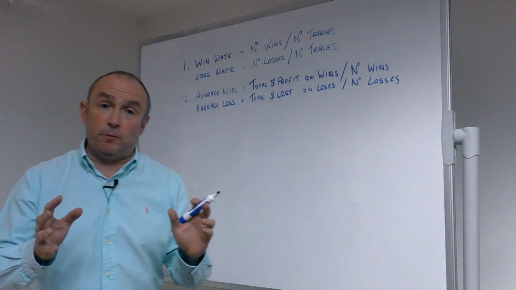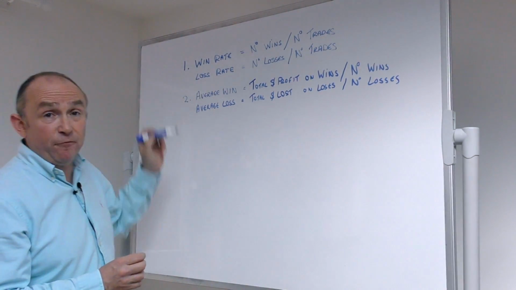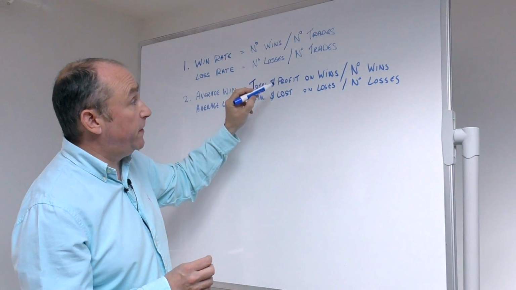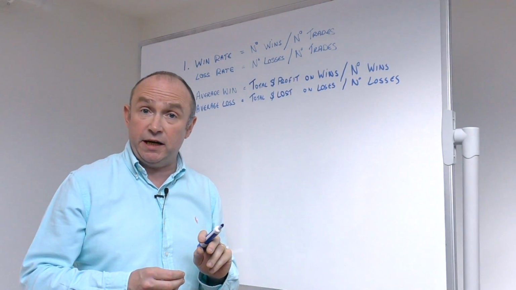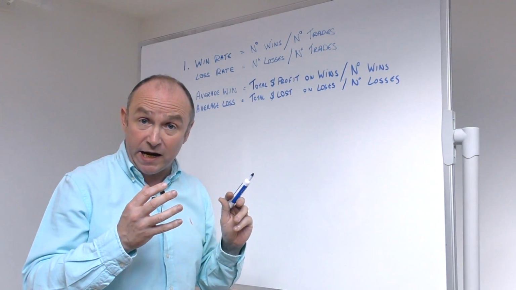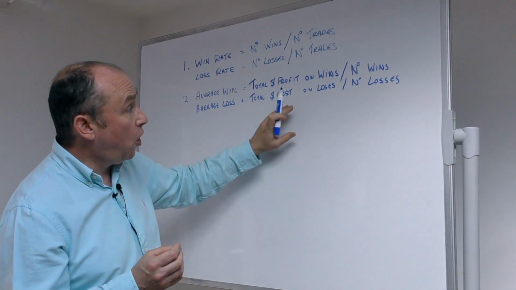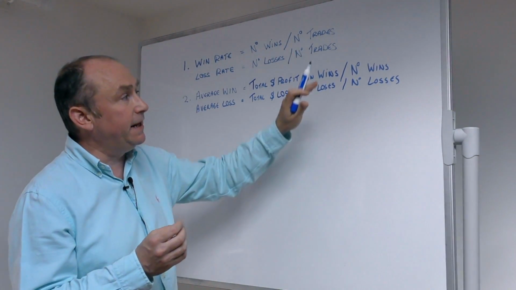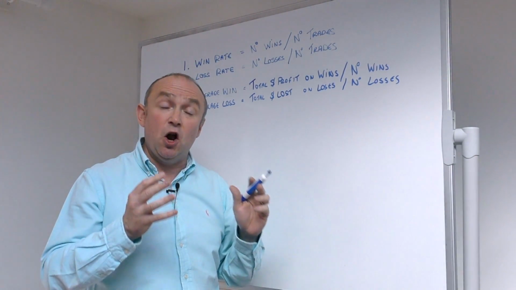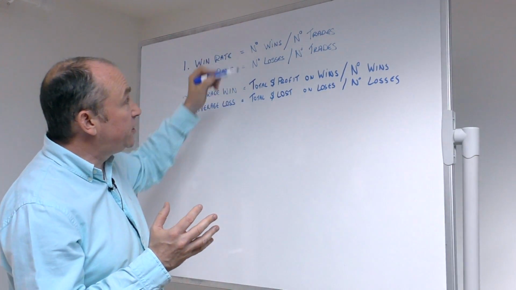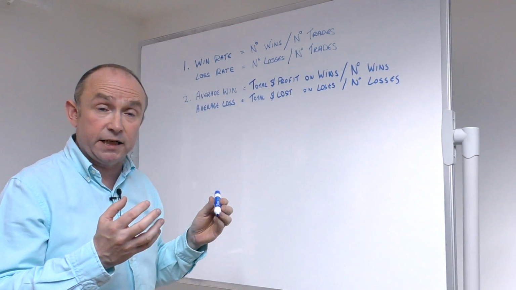So the next metric we want to look at is the average win and the average loss. So the average win is simply the total dollar profit on the winning trades divided by the number of winning trades. Okay, that gives you the average win. And the average loss will be the total dollars lost on the losing trades divided by the number of losing trades. That gives you the average loss. And it's the relationship between these two which is much more important than them on a standalone basis.